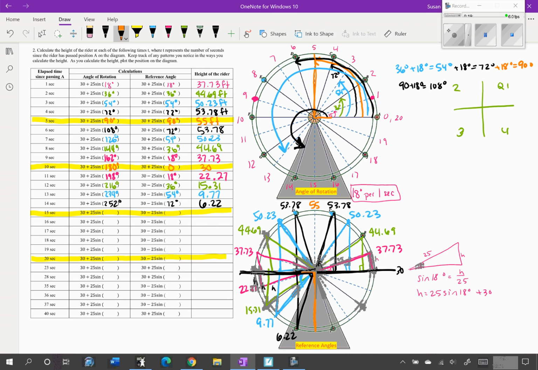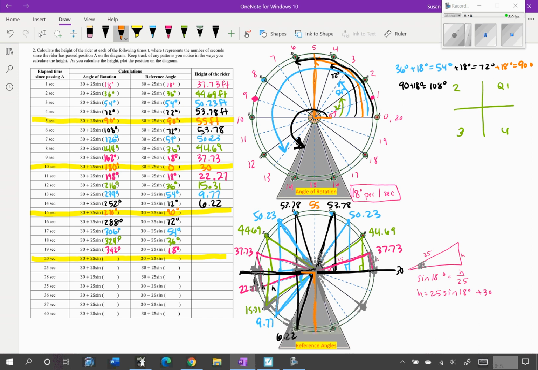So at 15 seconds, notice that our angle from here to here is 90 degrees to the x-axis. So we're using that 90 degrees. If we're on the x-axis, it's 0, but here it would be 90. So then for our 15 seconds, again, we're just going to add. So I'm going to pause the video for a second, just add in the angle of rotation for each of these. So I just added in the angle of rotation and the reference angles.